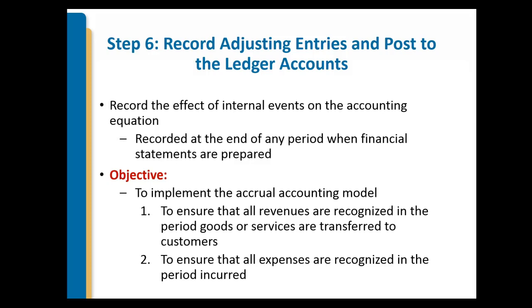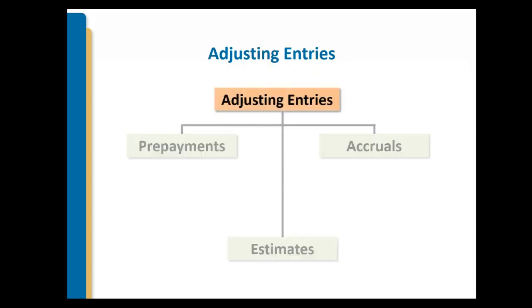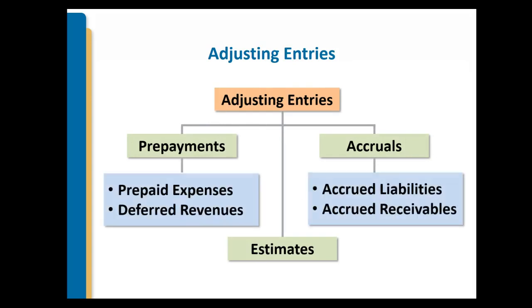These adjusting entries are required to implement the accrual accounting model. These entries help to ensure that all revenues earned and expenses incurred are recognized during the respective periods, regardless of when the cash is received or when the cash is paid. So as you see here, the adjusting entries are necessary in 3 specific situations: when we're dealing with prepayments, which we sometimes call deferrals, when we're dealing with accruals, and estimates.